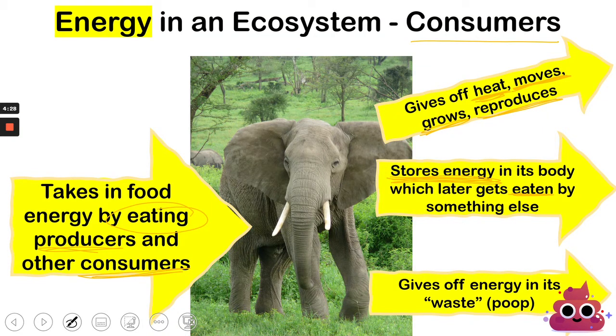So maybe not a full-grown elephant, but we talked yesterday about how a baby elephant could get attacked by a lion and eaten, and lots of other consumers get eaten. We learned that when we did our food webs where we had snakes that got eaten by hawks, or a squirrel might get eaten by a coyote. So when it gets eaten by something else, its stored energy gets given to that other consumer. It also gives off energy in its waste. Its poop even contains energy.